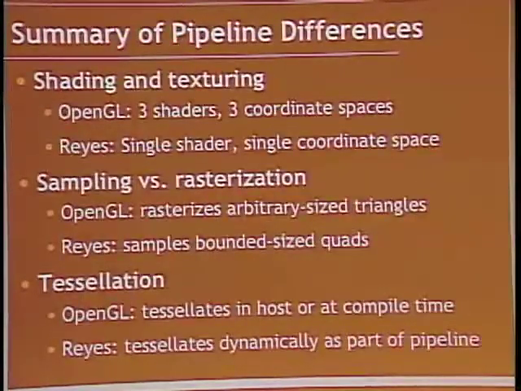Just to sum that up. OpenGL has different coordinate spaces and different shaders, and you can shade in more places in the pipeline. Reyes only does shading at one stage of the pipeline. OpenGL will rasterize any size triangles. Instead, Reyes chops up all of its primitives into what are called micropolygons. Each micropolygon is no bigger than the size of a pixel, so they're always bounded. So then you don't have to rasterize them. On the other hand, you do have to chop them up, and that's an expensive thing to do, and that's what Reyes does. So OpenGL doesn't do tessellation. Reyes has to do tessellation to chop things up into micropolygons early.